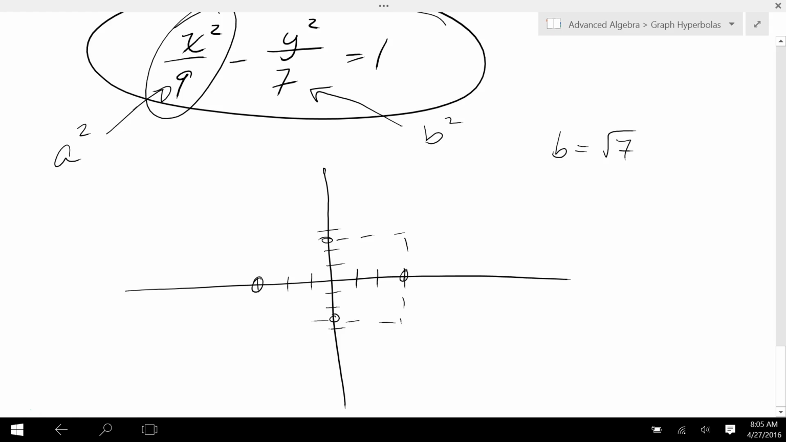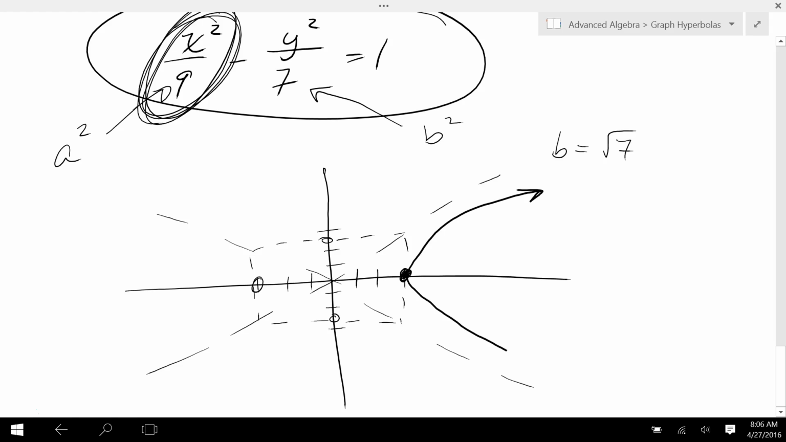Connect our dotted lines. Make our diagonals. And from there, we are good to graph. Go back, our A value was in the X, so that's where it has to open. Hug the asymptotes. And on the other side, open it, hug the asymptotes, and voila, we have our graph. Our graph would look like that with no guidelines.